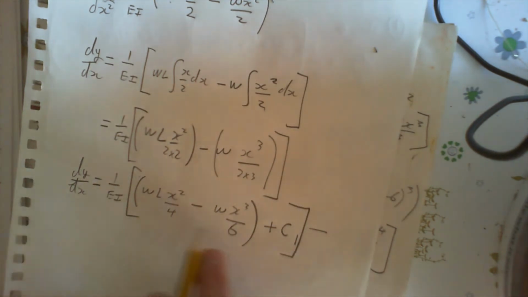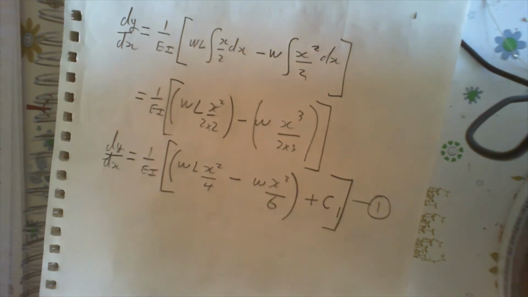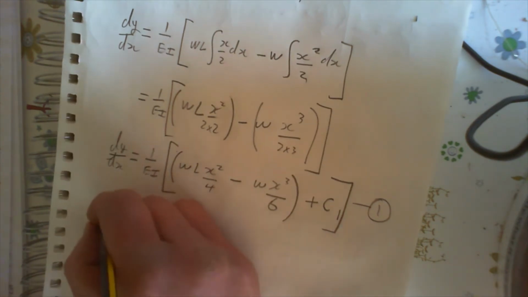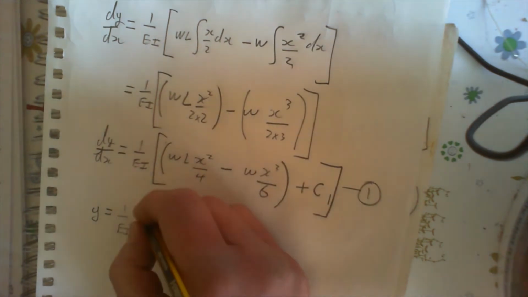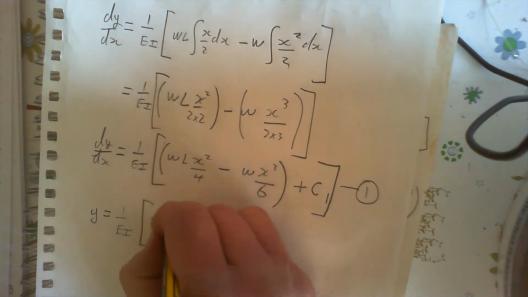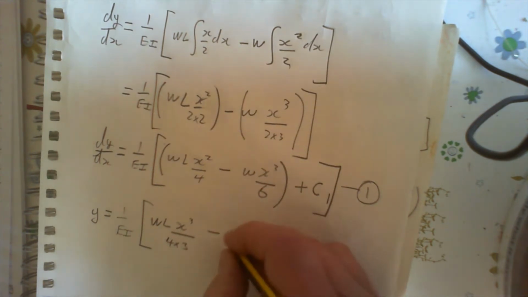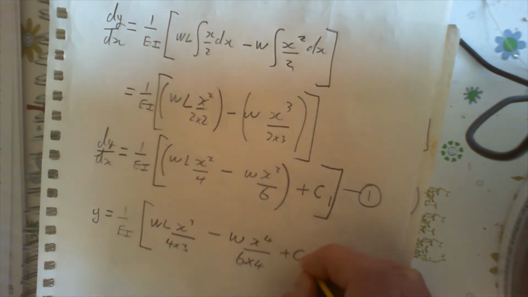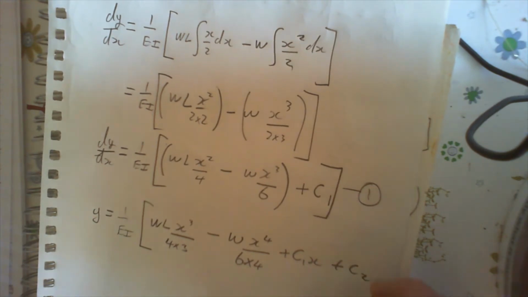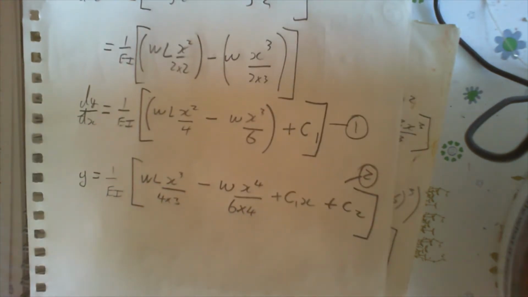And of course equation 1, that's your slope. Then again, we just integrate it again to get our y. Can you see that? Right. So that'll go up to 3, so that'll be 4 times 3, and x to the 4, and 6 times 4, plus c1x plus c2, equals equation 2. Excellent. Well, you can see that. That'll be no problem to you guys, I'm sure.